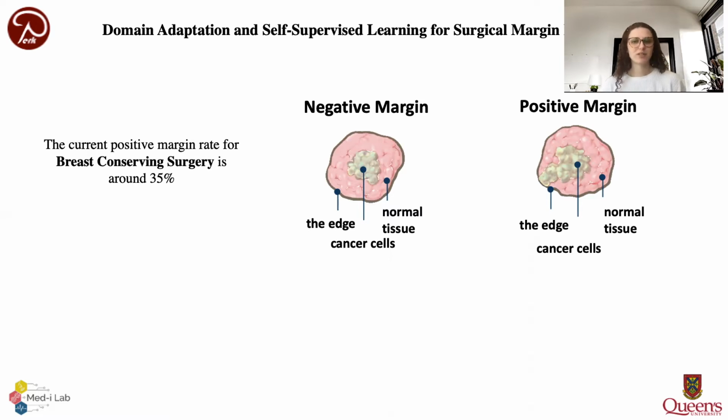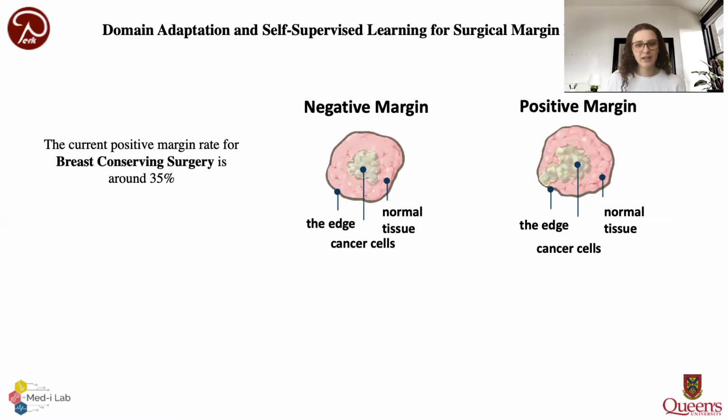Early stage treatment of this disease is often a breast conserving surgery, where the goal is to remove the complete tumor while leaving behind as much healthy tissue as possible. One of the main challenges of BCS is to remove all the cancerous tissue in the first surgery. If the tumor is not palpable, the surgeon may accidentally leave behind a portion of the tumor, as you can see here on the right, resulting in a positive margin, which demands repeat surgery.